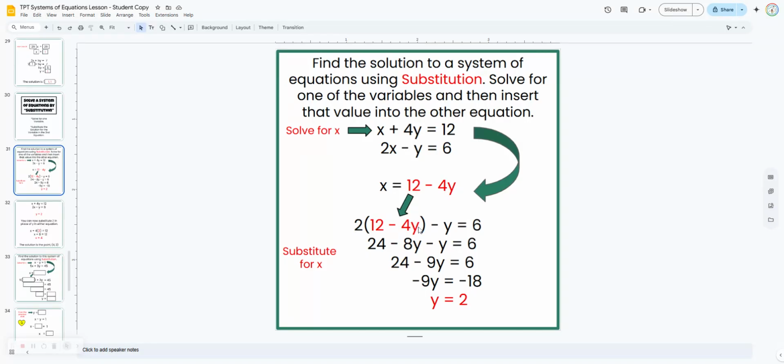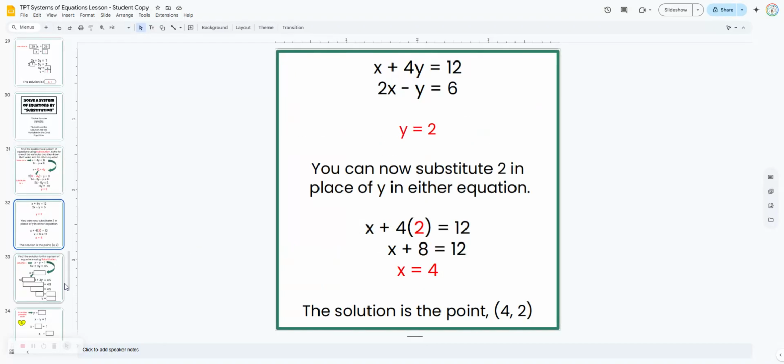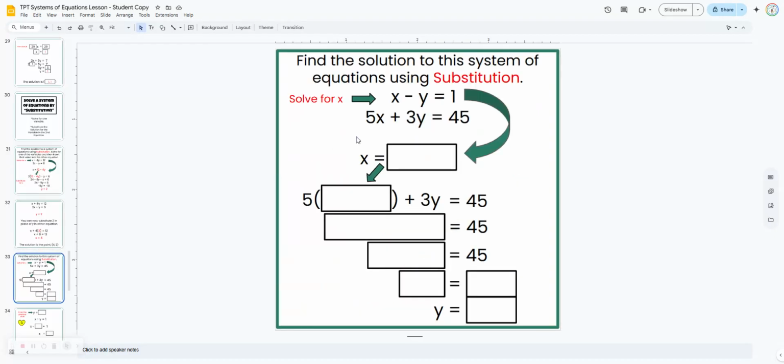Now 12 minus 4y, I'm going to put in place of x in the other equation. I'm going to distribute that 2. That gives me 24 minus 8y, minus y equals 6. I'm going to combine like terms. I get 24 minus 9y equals 6. Subtract 24 from both sides. I get negative 9y equals negative 18 and y equals 2. So this is substitution. And once they know what y equals, they can replace their y with 2 in either equation and solve for x. They're going to do this starting on slide 33.